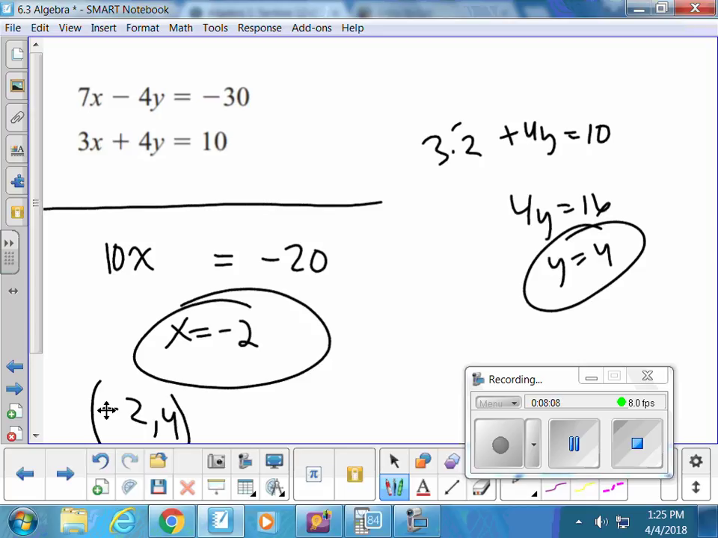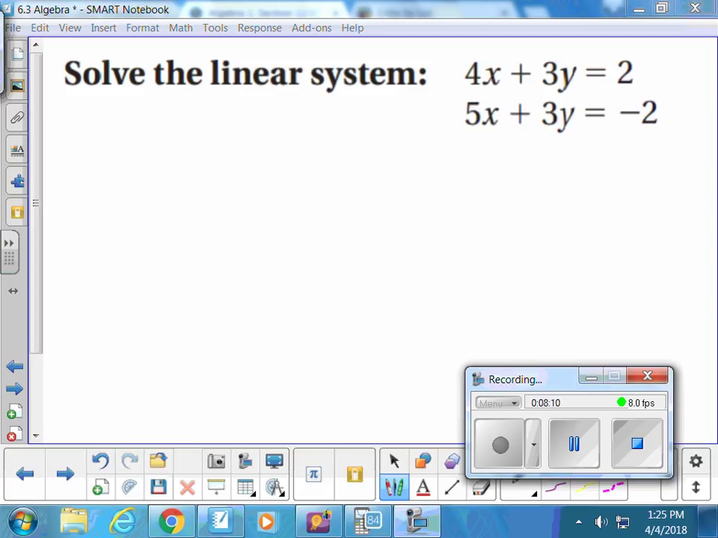Alright, let's find another one. Alright, here's our next problem for Board Buddies, so at home you can hit pause and try it on the video yourself.